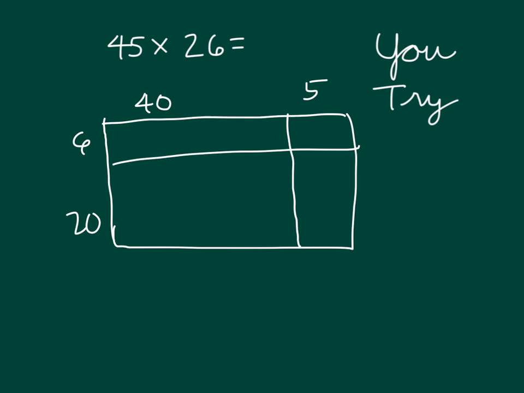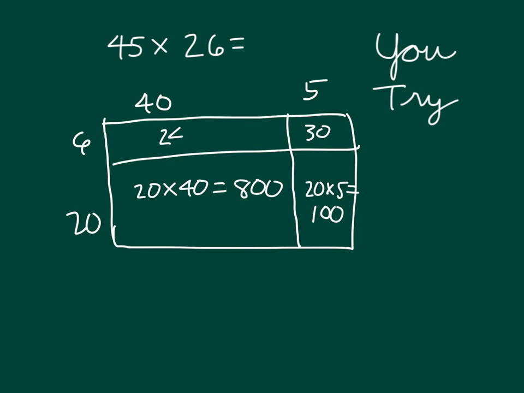In working out those partial products, this is 2 tens times 4 tens, which equals 8 hundreds. We have 20 times 5, which equals 100. 6 times 5, which equals 30. And we also have 6 40s. So that is 240.